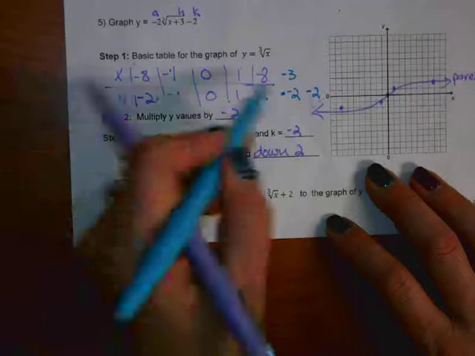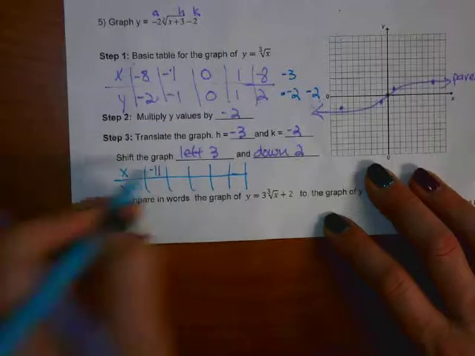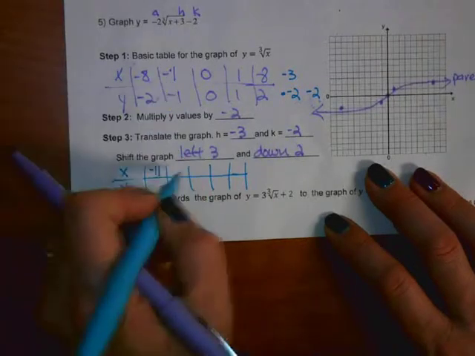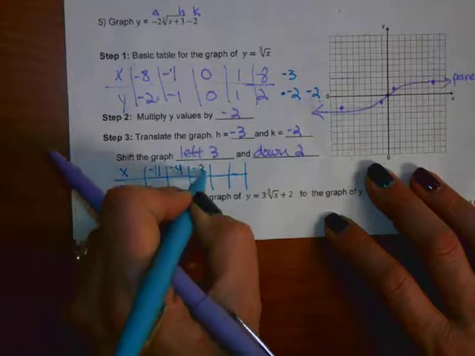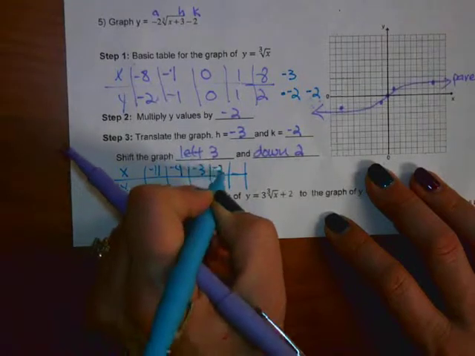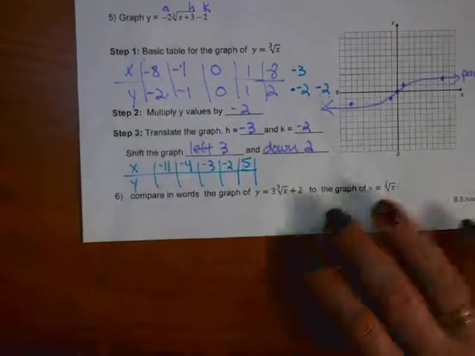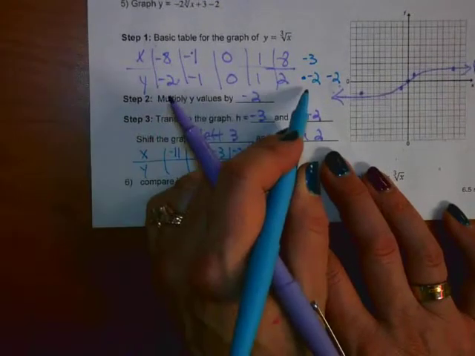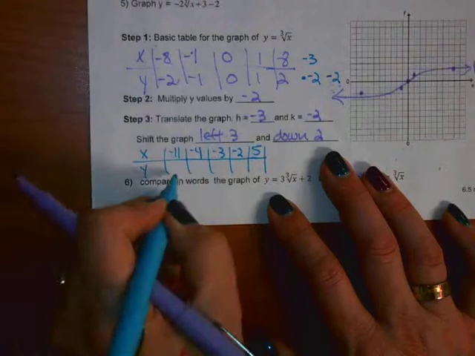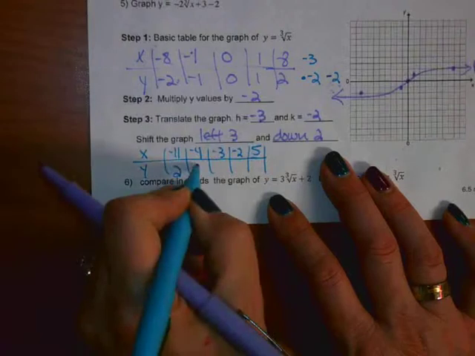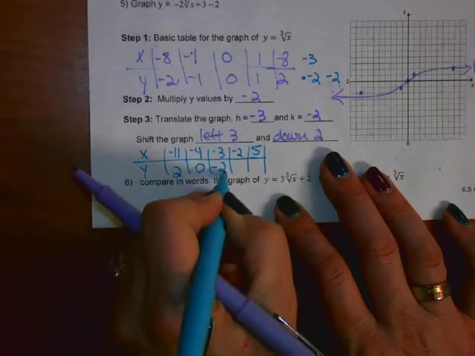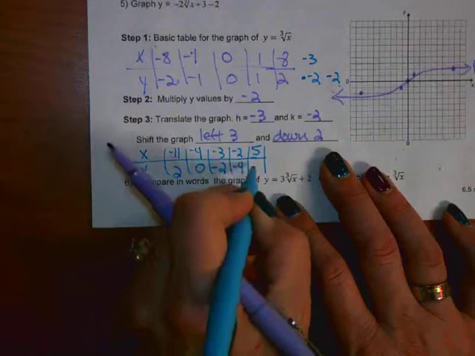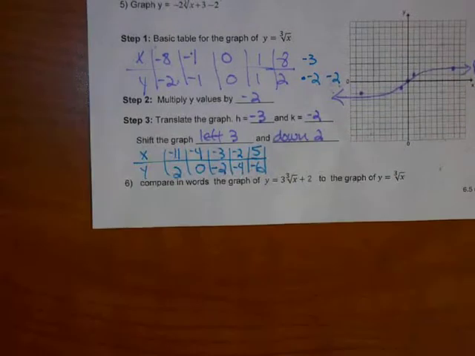So -8, take away 3 is -11. -1, take away 3 is -4. -3, -2, and 5. All right, -2 times -2 is +4. Take away 2 is 2. This is going to be 0, -2, -4, and -6.